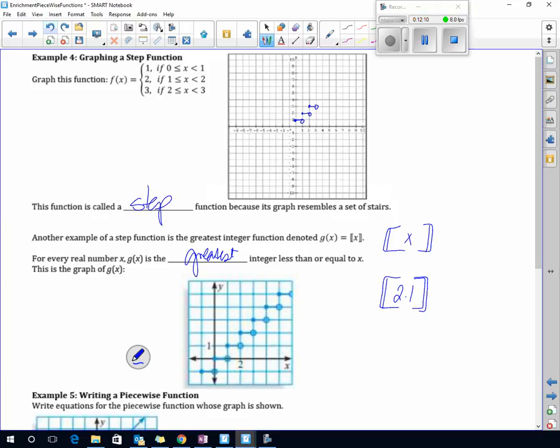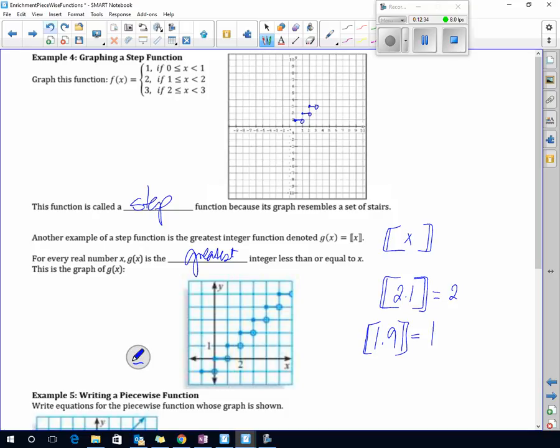Okay, how about 1.9? 1.9. So it would be equal to 1. Does everybody see how this works? Do you know what I'm reading? Like I'm reading the height where it is.